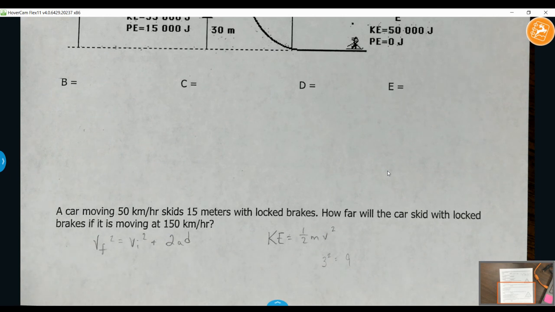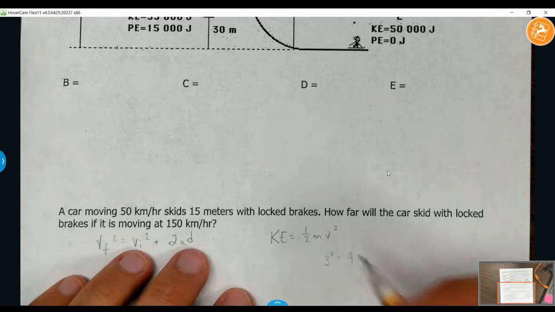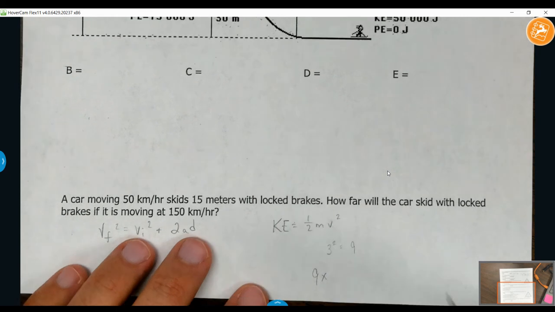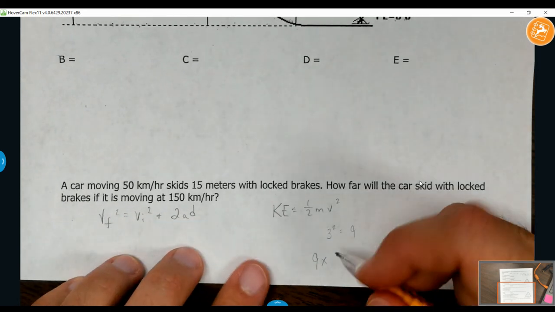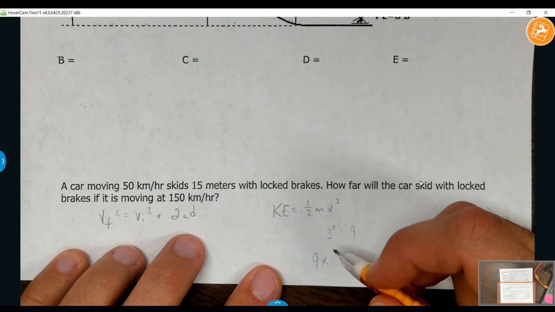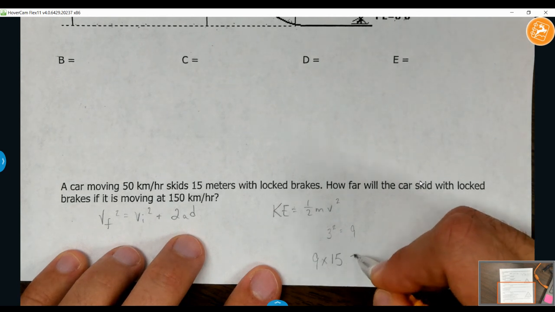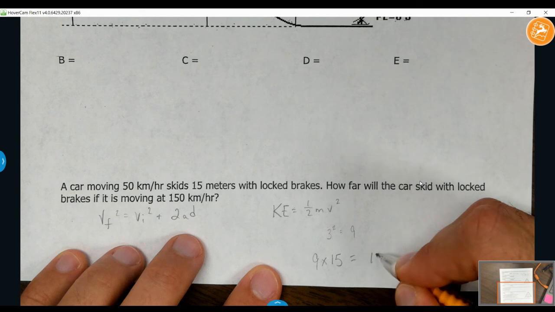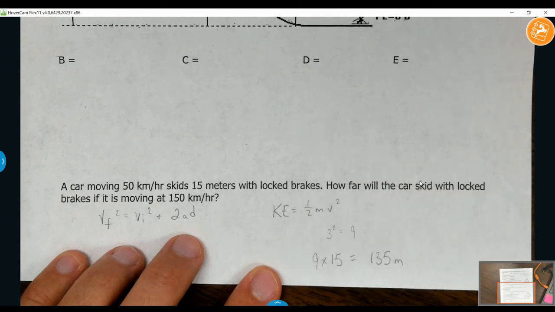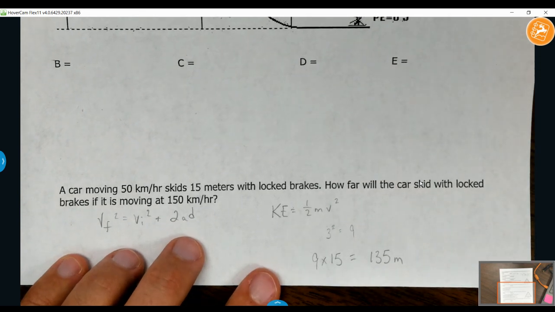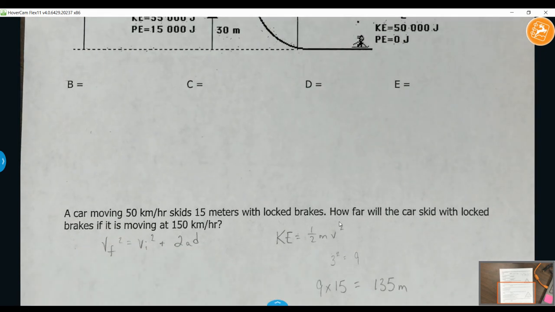The force of friction between the road and the tires skidding does not change. So the distance or length over which the force is applied must increase by 9 times as well. So you would have 9 times what was it, 15 meters, and that cranks out to be 135 meters long. Okay, so that would be your assignment there.